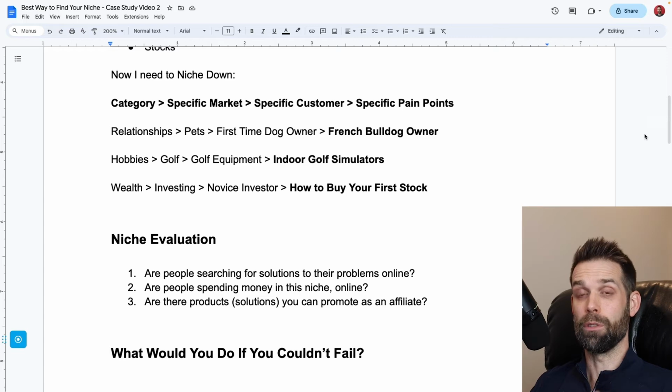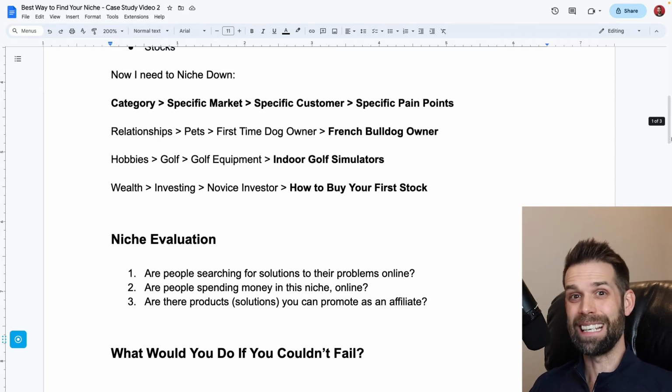For the examples that I've come up with there, the first one, French Bulldog, really goes into the category of relationships, and the specific market is pets.